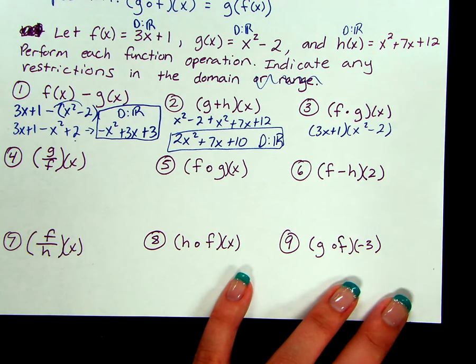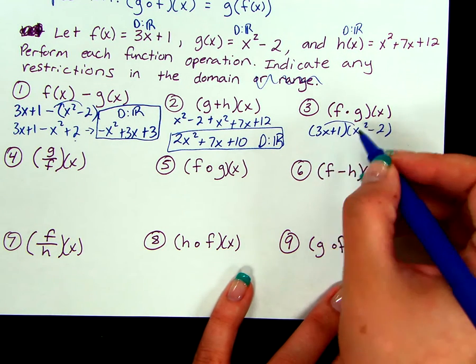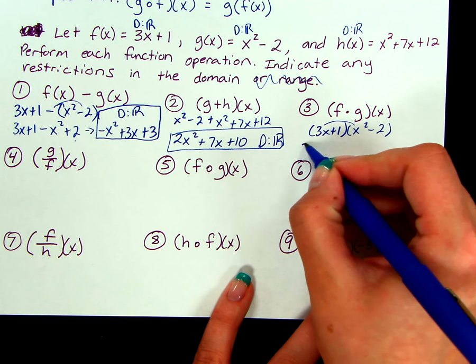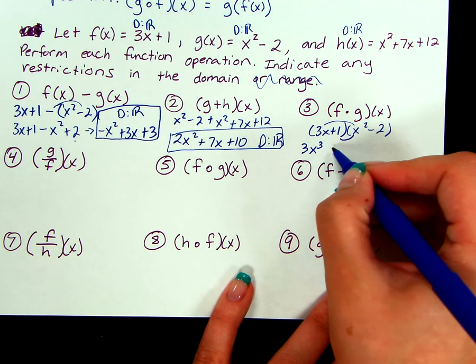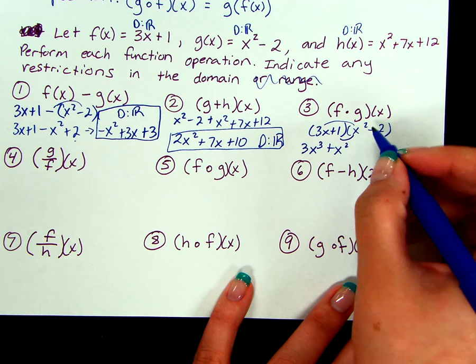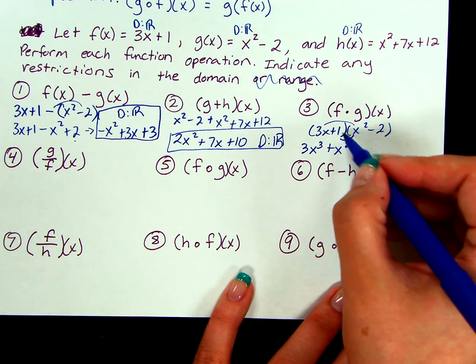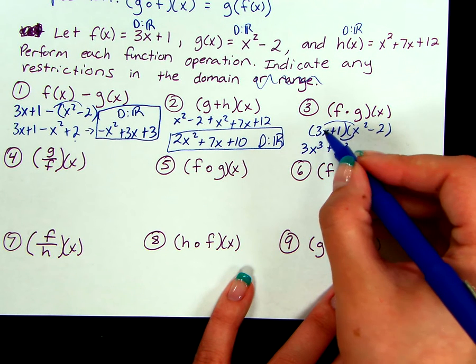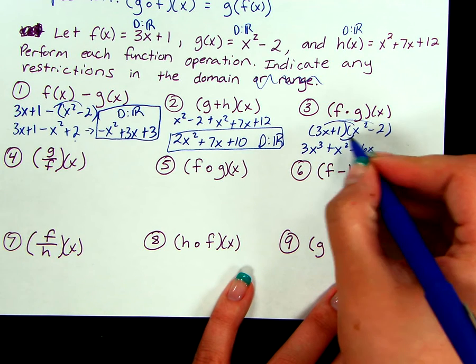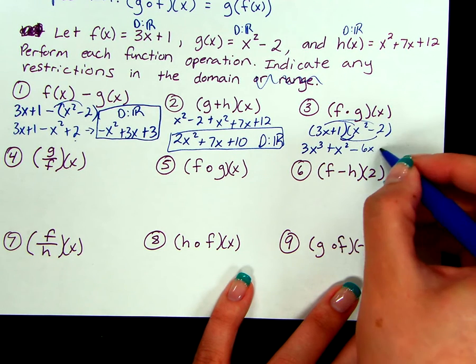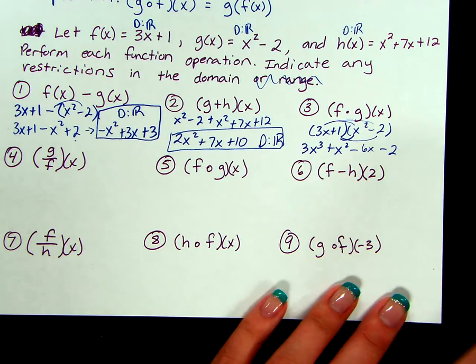Okay, so again, we're going to FOIL. So 3x times x squared will be 3x cubed. And then x squared times x will be x squared. And we also have, let's see, 3x times negative 2, so minus 6x. And then 1 times negative 2 is minus 2. So this is already in standard form.